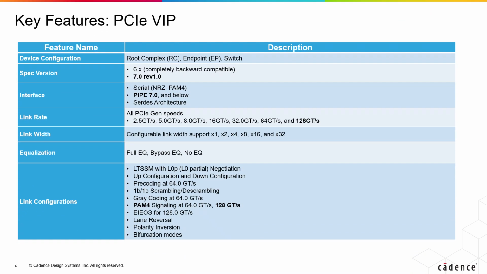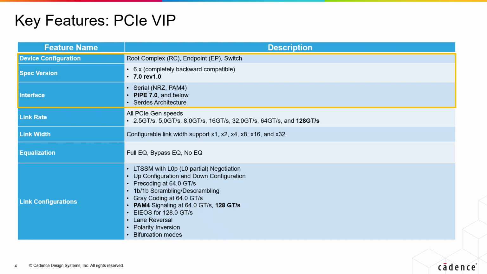This and subsequent slides cover the features of Cadence PCIe VIP. It supports multiple device configurations, including root complex, endpoint, and switch, ensuring broad applicability. It supports all flavors of PCIe version 6 and is completely backward compatible with previous versions. It also supports the latest version 7.0 revision 1.0. It supports various flavors of PCIe interfaces, mainly serial and PIPE interfaces. Based on the selected version, the serial interface can be configured for NRZ or PAM4.